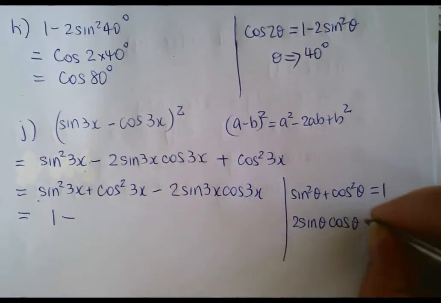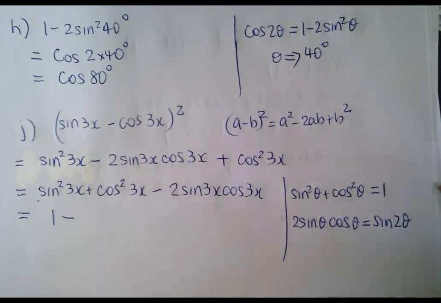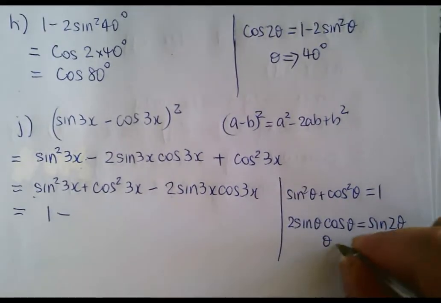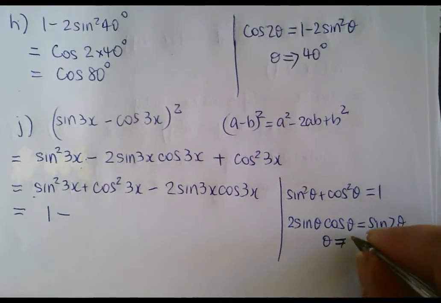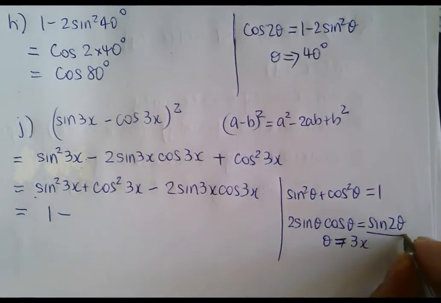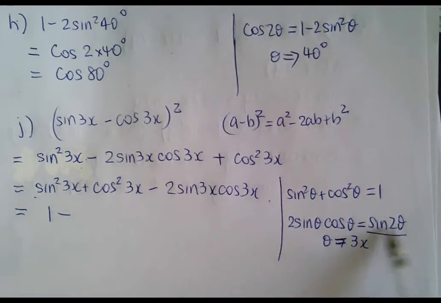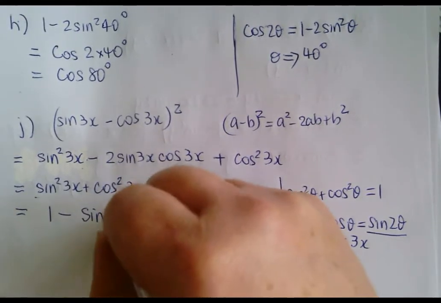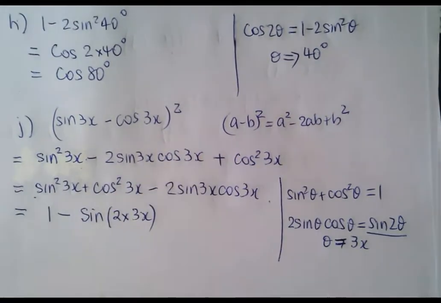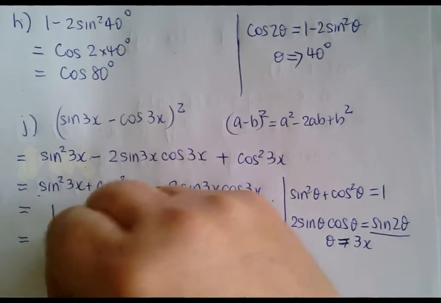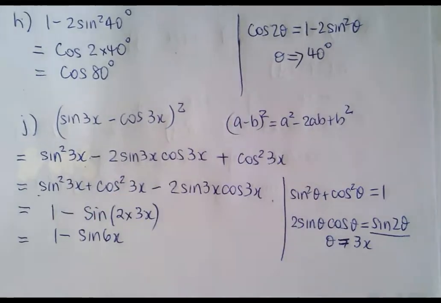isn't that just like 2 sine theta cos theta? That equals sine of 2 theta. That's what we're using. And in this second bit, isn't it just the theta replaced with what? 3x. So I'm going to replace that whole thing with sine of 2 times whatever theta is, minus sine of 2 times 3x. Which is 1 minus sine of 6x.